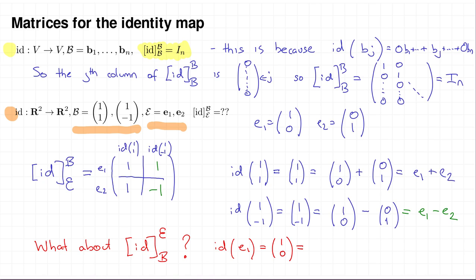You then need to write this as a linear combination of the elements of your final basis, which this time is B. So that has to be something times (1, 1) plus something else times (1, -1). And if you find those somethings, they are what goes in the first column of the matrix of the identity with respect to initial basis, the standard basis E, and final basis B. But I'm going to leave it to you to work out what those entries are, because actually there's an easier way to do this, which we will meet later on.